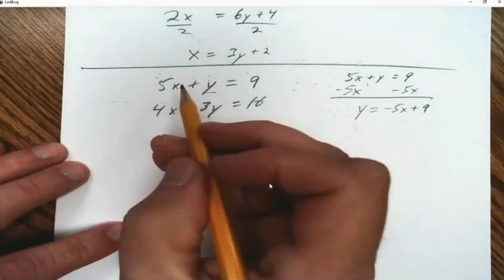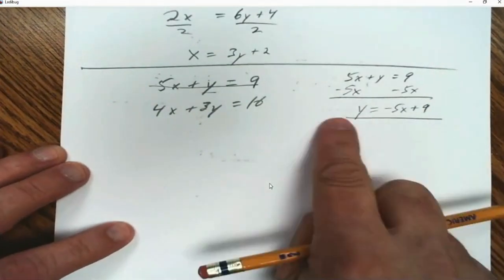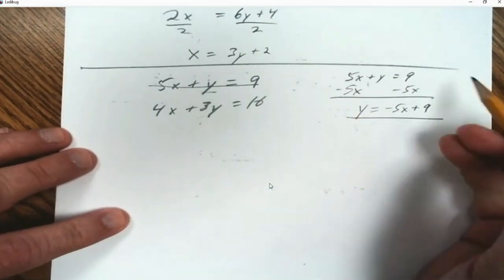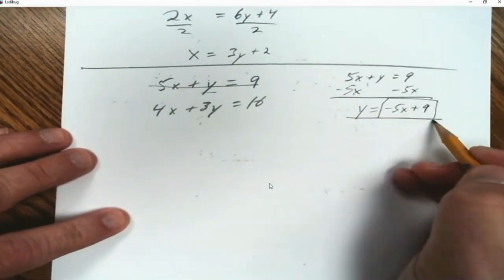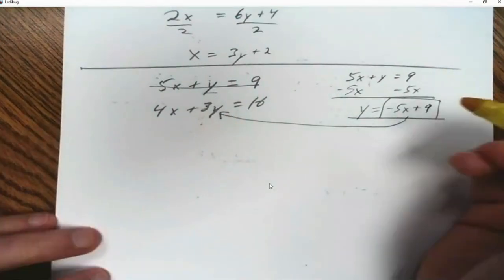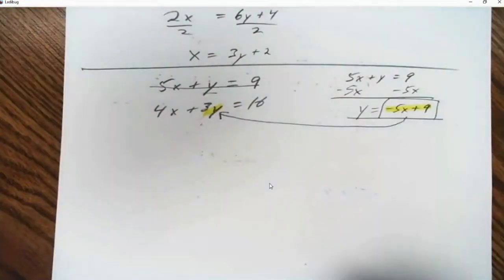All right, so we're taking this first equation and we're changing it to this, because we can make it a y equals. So since this is what y equals, we will take this and substitute it in for y. All right, whatever this is will be substituted in for y, because that's what y equals.